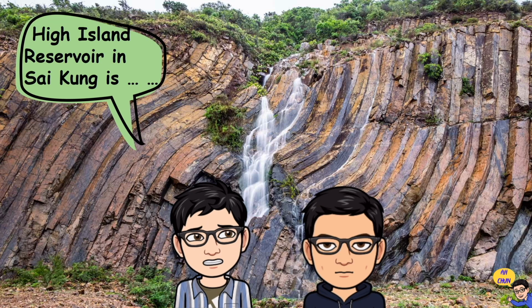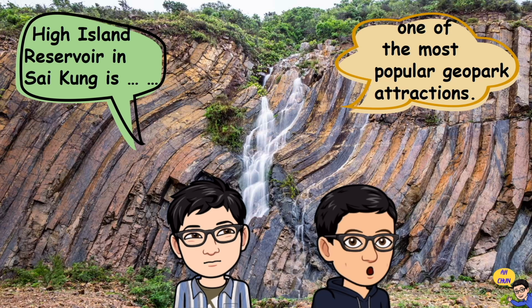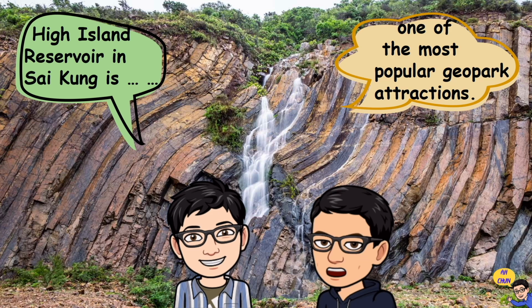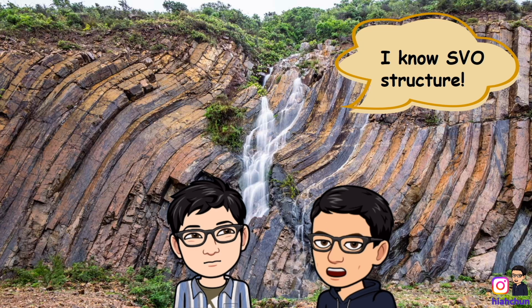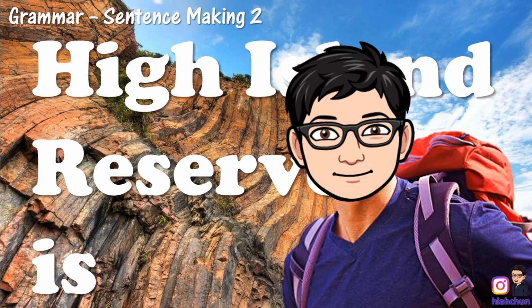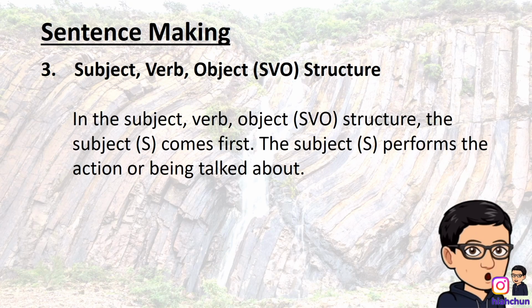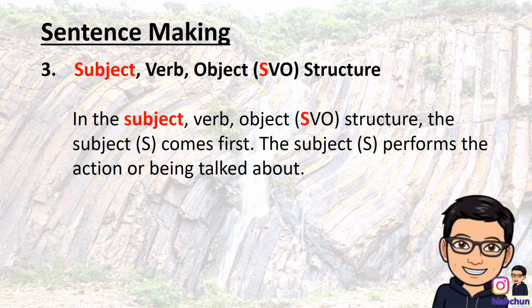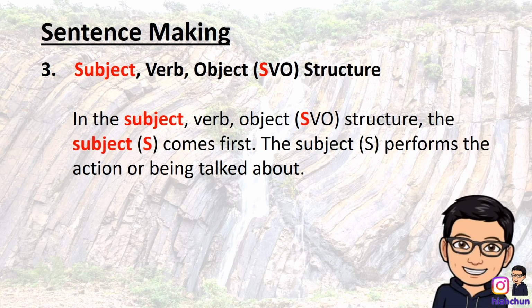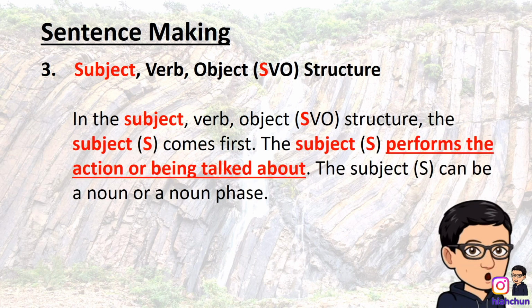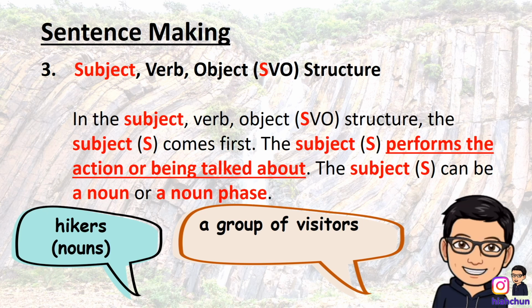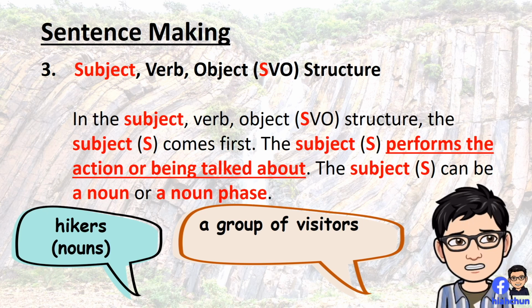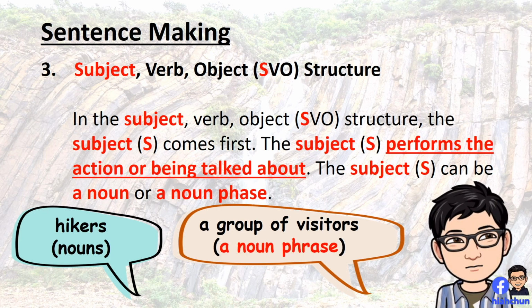High Island Reservoir in Sai Kung is one of the most popular geopark attractions. How do you read my mind? It's because I know SVO structure. In the subject-verb-object structure, the subject comes first. The subject performs the action or is being talked about. The subject can be a noun. For example, hikers are a noun. Or a noun phrase. A group of visitors, for example, is a noun phrase.